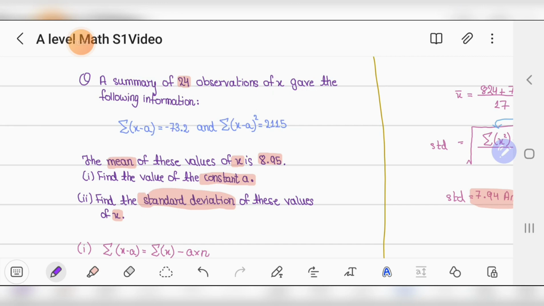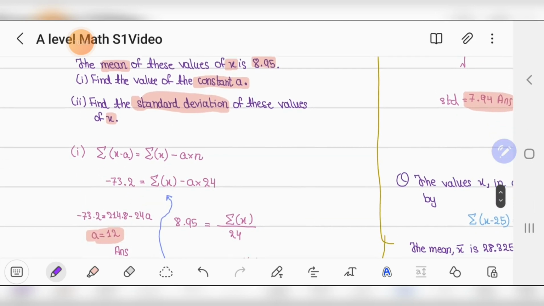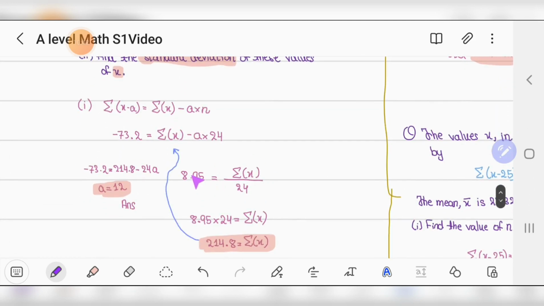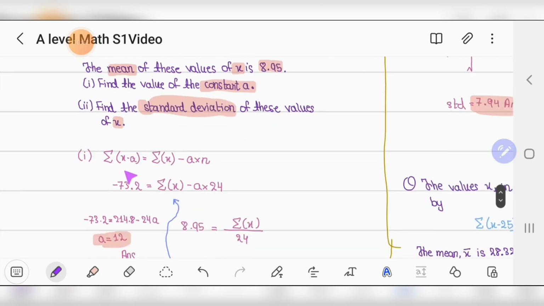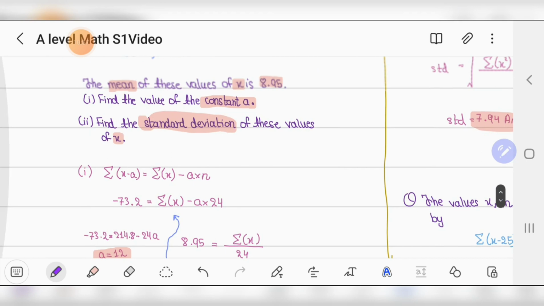Since you know the total number and you know the mean, you can just find the total sum of the numbers. So you're just going to do like this. Here you go. This is the mean. This is 24. You got this. Then you're going to put it in here, and okay, so we need to find a, and we're using this. All right, and in this way we could get a. So part 1 is done, and then it says find the standard deviation of these values of x.